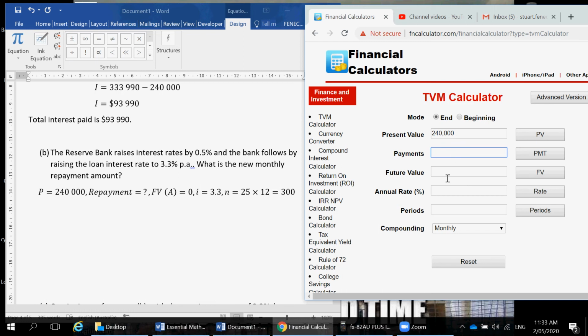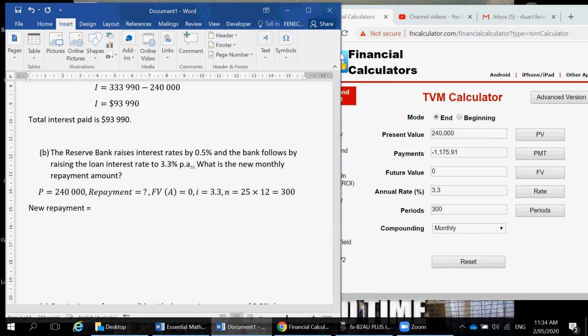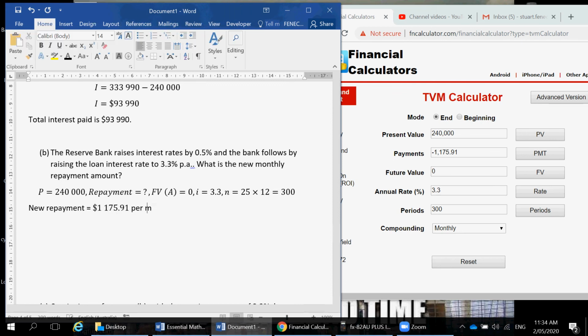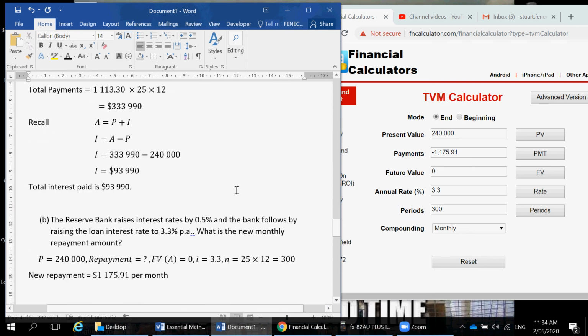240,000. We want to know the repayment. We don't have it. Future value of 0. Interest rate of 3.3. 300 time periods. We've entered all the data. We press the button to get the repayment amount. So the new repayment is equal to $1,175.91 per month. So what was the original repayment?